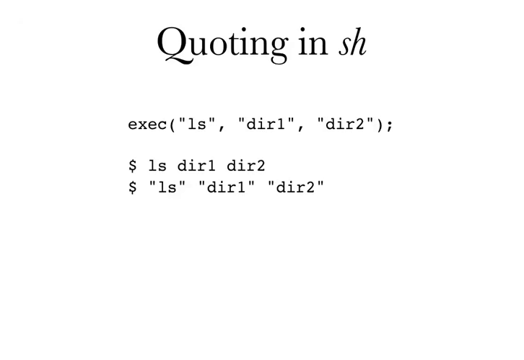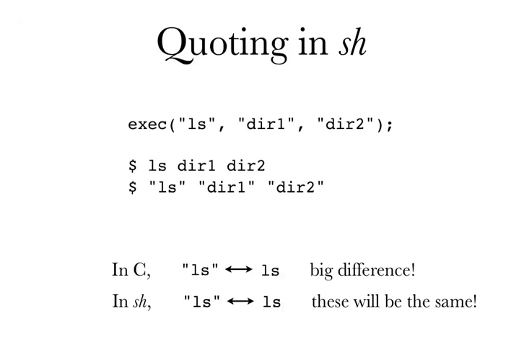In C or Java or Python, there's a big difference between ls with the quotes or without the quotes. With the quotes, it's a string. Without the quotes, it's a reference to some existing variable or function or something named ls. However, in SH, these will be the same. They're both strings. Everything's a string. So how do we make this work? We use a dramatically different tactic than in a normal programming language.